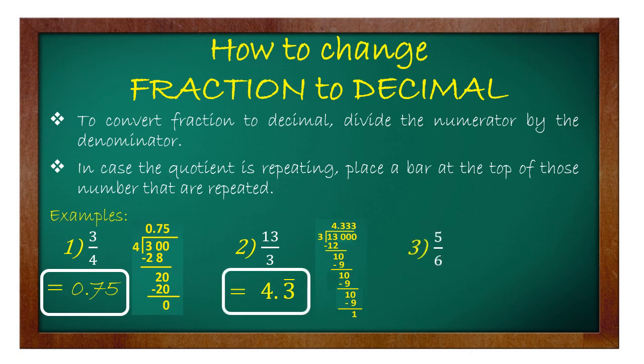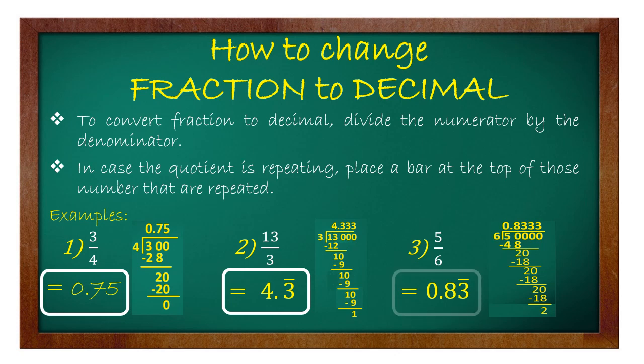Next, 5 over 6. Ibig sabihin, 5 divided by 6. So, pag dinivide natin siya, magka-come up tayo sa 0.8333. And then, yung remainder natin, meron tayong 2. Ibig sabihin, hindi natin nare-reach yung 0 na remainder. So, continuous yan. So, kung ganun lang din, wag mo nang ituloy, pwede mo nang isulat yung 0.83 and then yung 3, may bar sa taas. Since yung 3 lang naman ang umuulit.